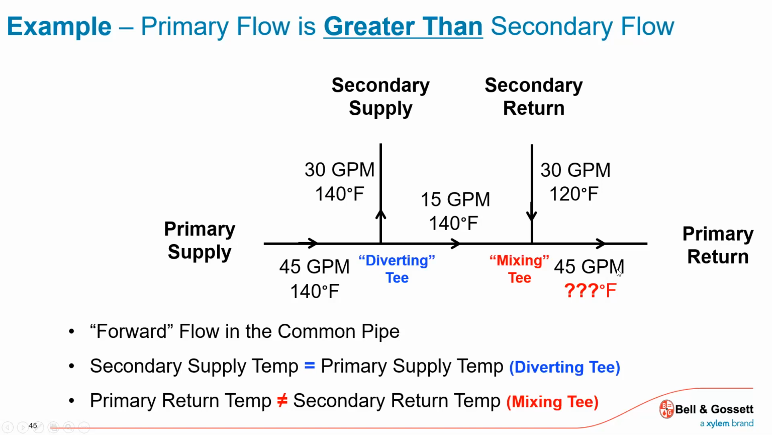Again, primary flow maybe is greater than the secondary. So what's going on? That 45 enters, and I'm only pumping 30 GPM on a 20 degree delta T, 300,000 BTUs. 15 of that 45 moves across, and it's going to blend with that 30 coming back.